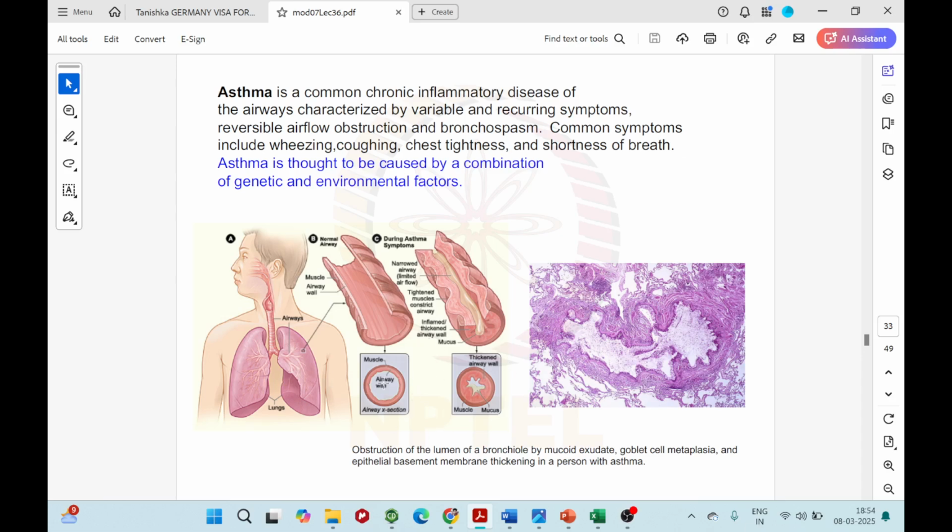Here you can see this is the muscle, this is the airway wall, and this is the thickened airway wall muscle because of the presence of mucus. Asthma is a common chronic inflammatory disease of the airways characterized by variable and recurring symptoms, reversible airflow obstruction, and bronchospasm. Common symptoms include wheezing, coughing, and so on.